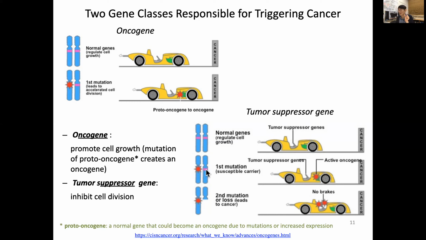But what if the remaining copy of the tumor suppressor gene also undergoes a second mutation, that we call two-hit? Then there's no brake, so it will keep going, and cell proliferation forms a tumor, leading to cancer. Or, for some reason, a loss of this allele leaves no brake system, which can cause tumor formation. So these are the two gene classes that trigger cancer formation.